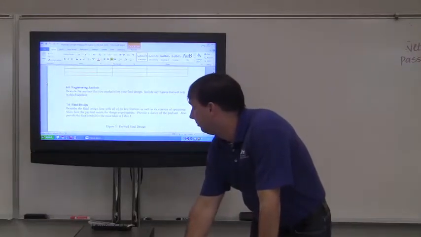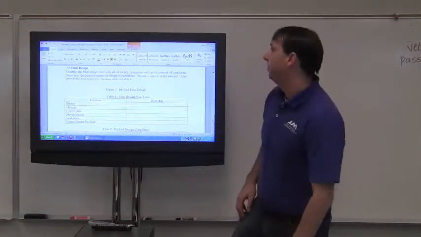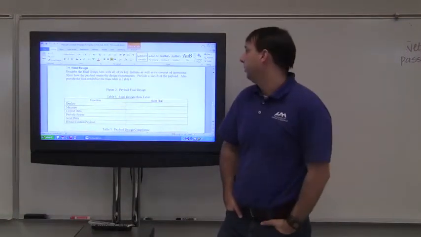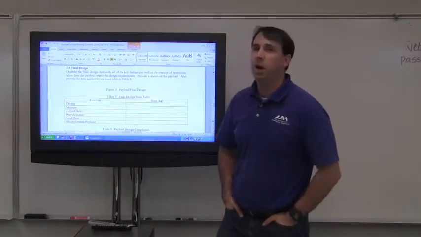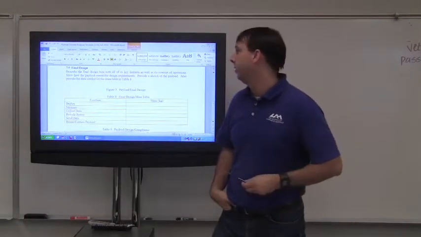Final design. Describe the final design here with all its key points and concept of operations. ConOps is very important. Explain the ConOps of your final design.